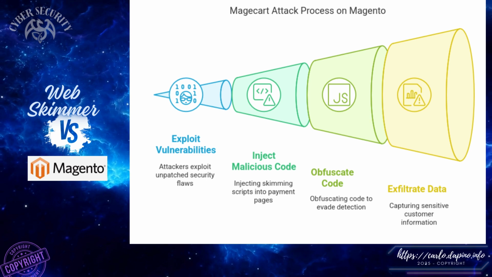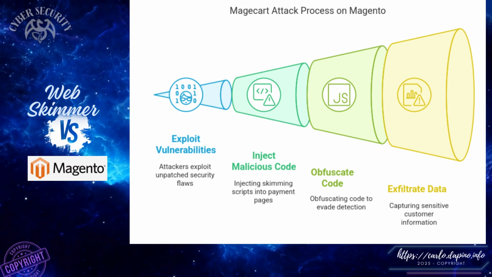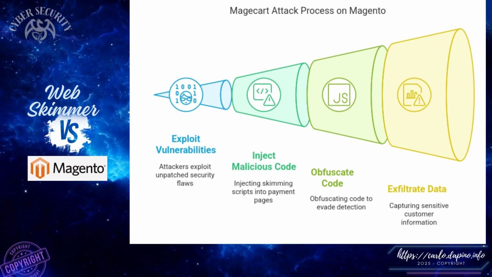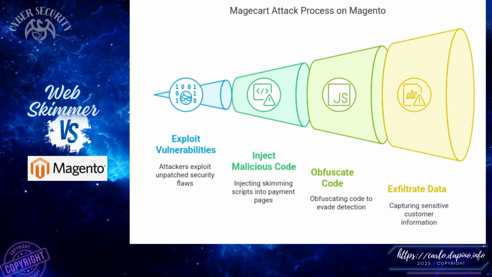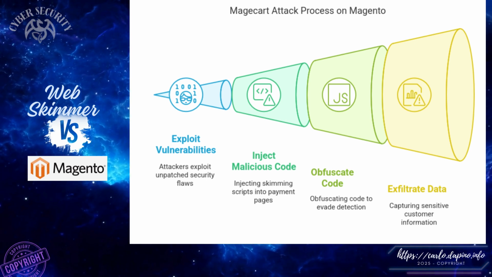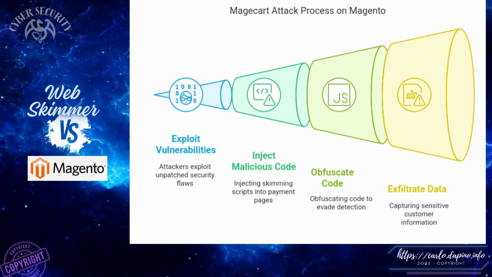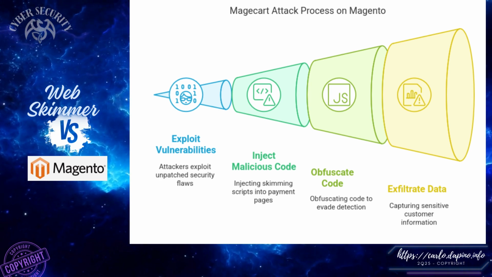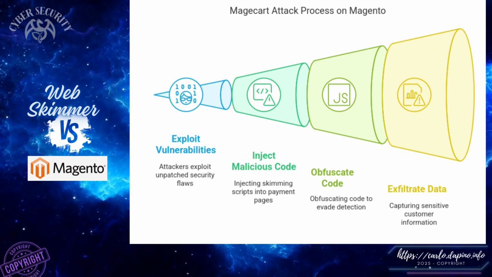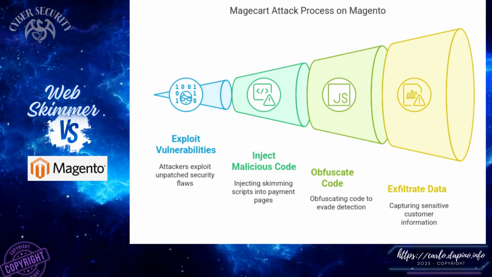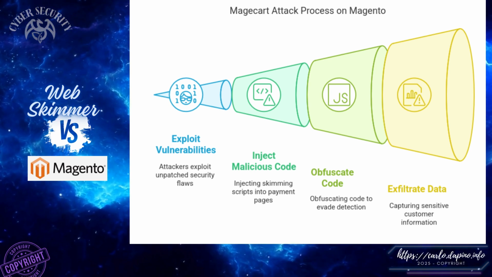Step 1: Exploit vulnerabilities. Attackers begin by scanning Magento-based websites for unpatched security flaws or weak admin credentials. Many store owners fail to update their Magento installations, leaving them vulnerable to remote code execution (RCE) attacks. Once inside, hackers gain admin-level access to the site's checkout and payment processing systems.